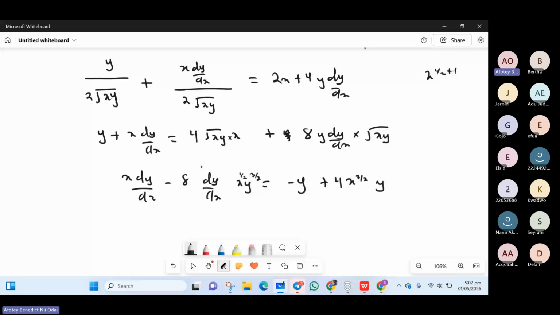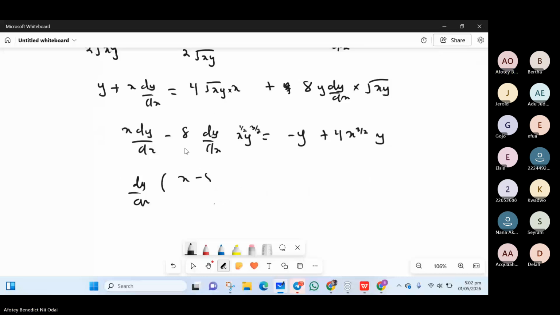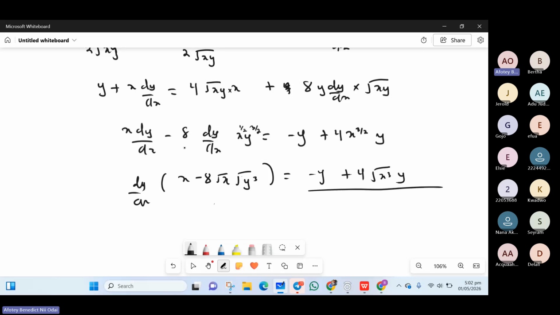So the y on the x is giving us x minus 8 root of x, y cube. Is this correct? Y cube. Yes, it's correct. And it's equal to negative y 4 root of x cube y. Right. So we divide this also by x minus 8 root of x.